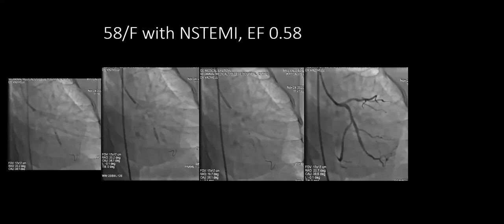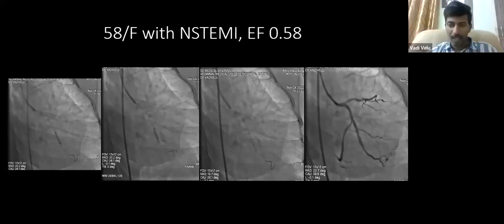So one of the nastiest complications of underappreciated calcified PCI is perforation. So that can happen at any time. Even if you think that it's a 3 mm balloon and you have not gone too far, still the vessel can perforate, right?